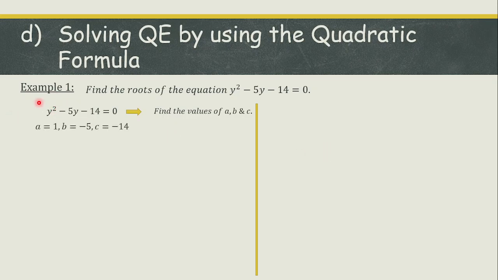So the quadratic term here is y squared, so the value of a is equal to 1. The linear term here is negative 5y, so the value of b is negative 5. And the constant term here is negative 14, so the value of c is negative 14. After taking the values of the real numbers, let's now copy the quadratic formula. So y is equal to negative b plus or minus the square root of b squared minus 4ac divided by 2a.